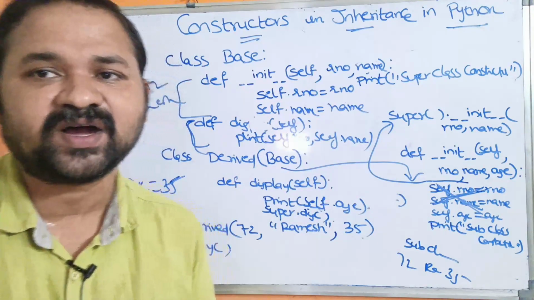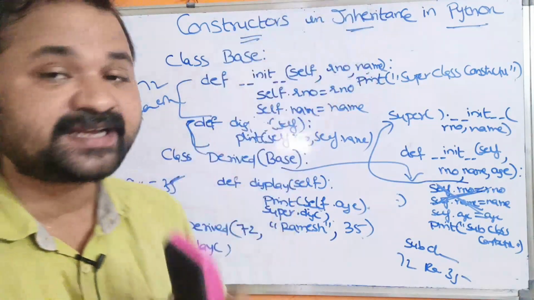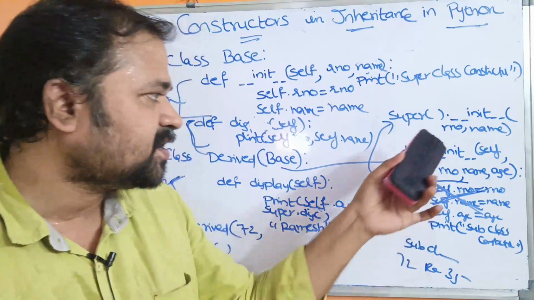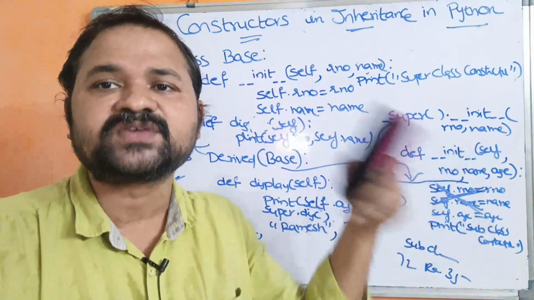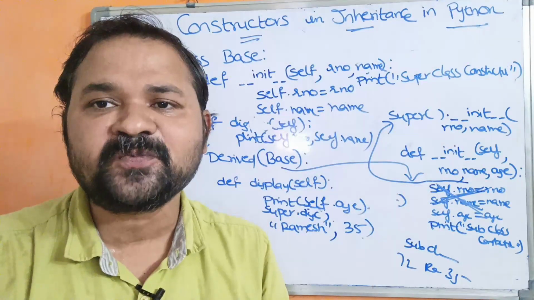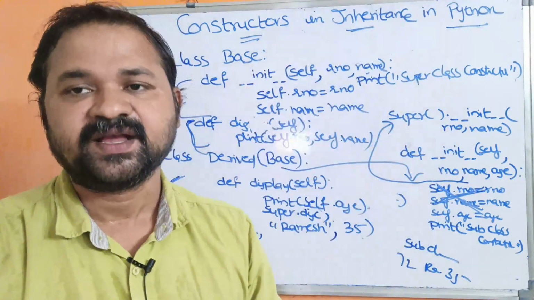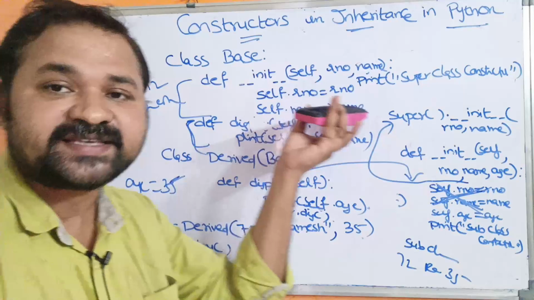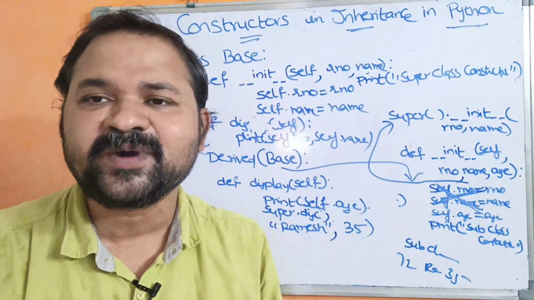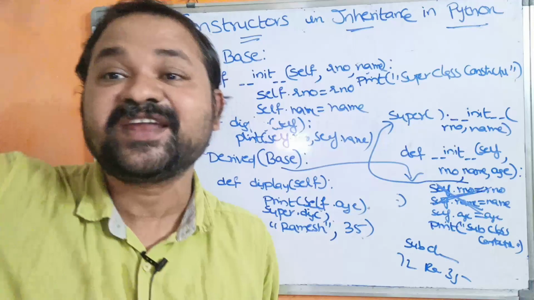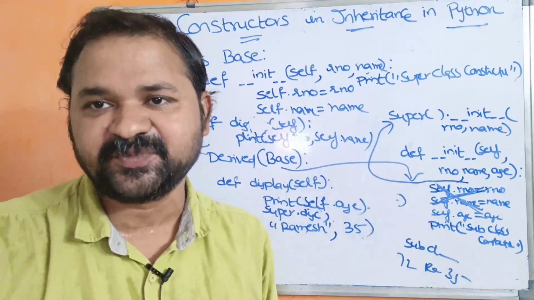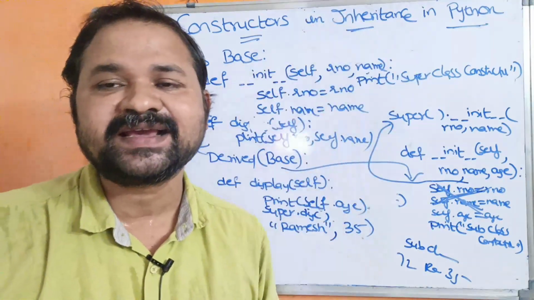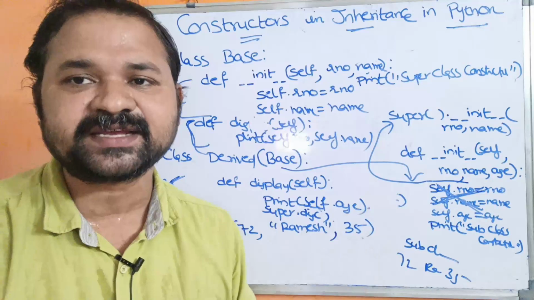So this is the use of the super keyword as well as constructors in inheritance. So there are mainly two uses of the super keyword. The first use is, by using the super keyword, we can call the superclass constructor, and we can also pass parameters to the superclass constructor. And the second advantage is, by using the super keyword, we can call the superclass method. In Java, by using the super keyword, we can access superclass variables. But in Python, that is not possible. By using the super keyword, it is not possible to access the superclass variable. So this is about constructors in inheritance.